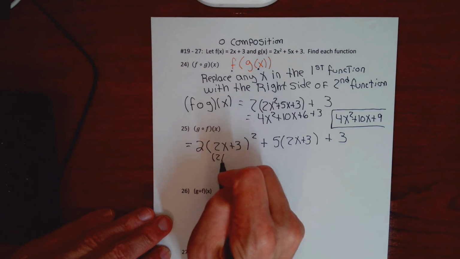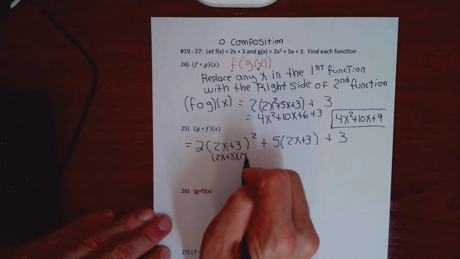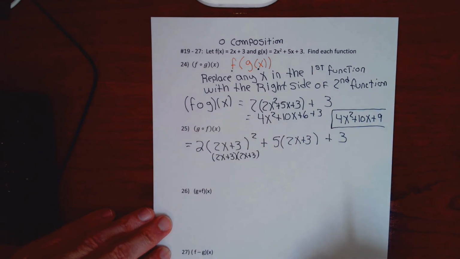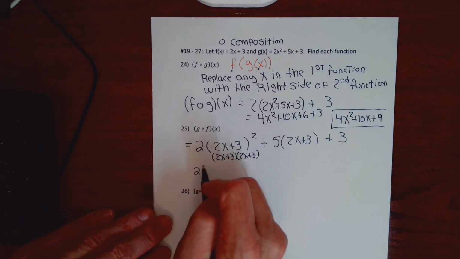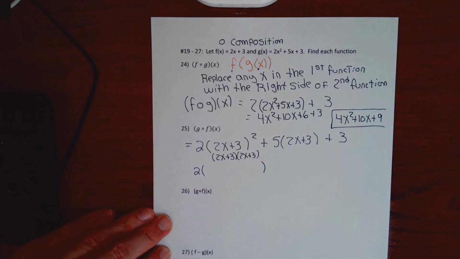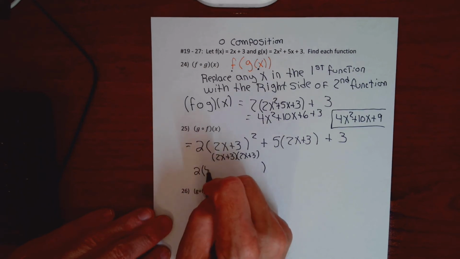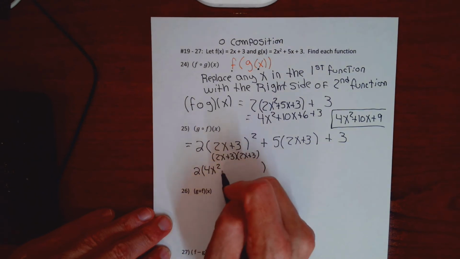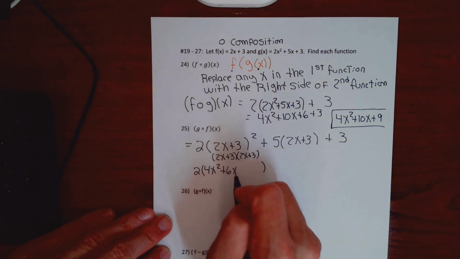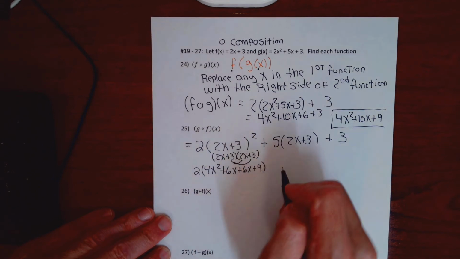For the simplifying, this 2x plus 3 quantity squared is 2x plus 3 times 2x plus 3. I have to FOIL that, and when I FOIL that, I still have to multiply by 2. Firsts are 2x times 2x, which is 4x squared. Outers are 2x times 3, which is plus 6x. Inners are 3 times 2x, which is plus 6x. Lasts are 3 times 3, which is plus 9.